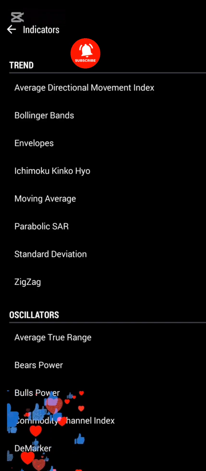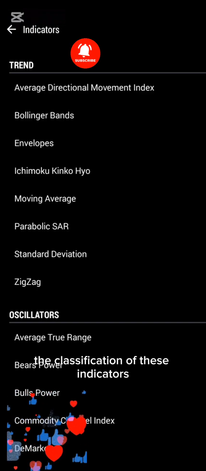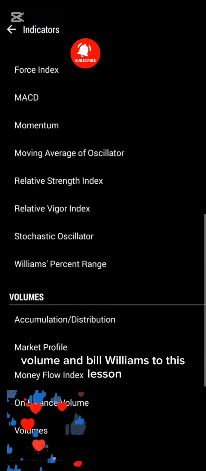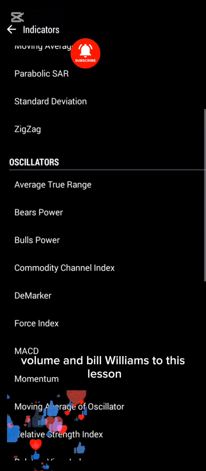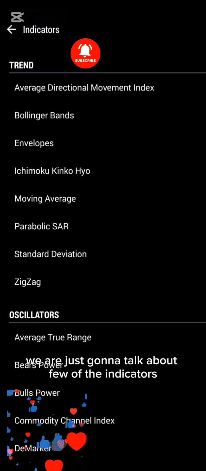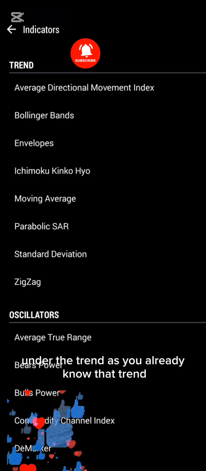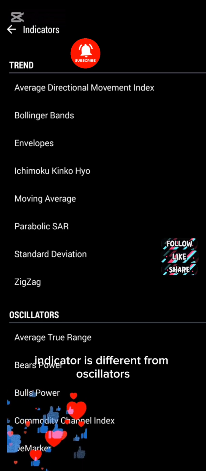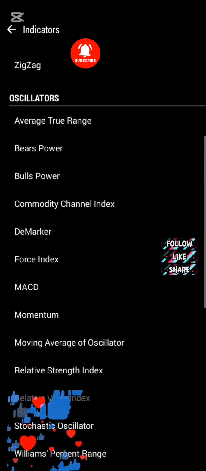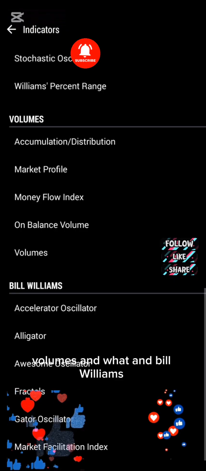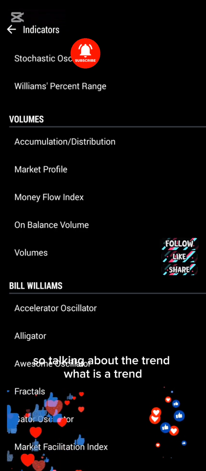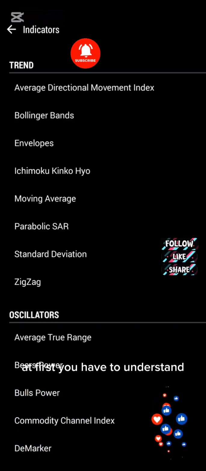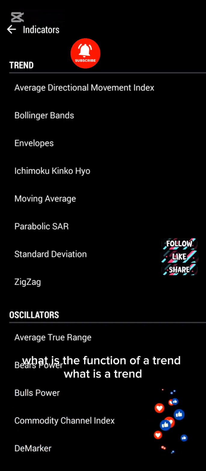After knowing the classification of these indicators, which we already talked about: trend, oscillators, volume, and Bill Williams, in this lesson we are just going to talk about a few of the indicators under the trend. As we already know, trend indicators are different from oscillators, volumes, and Bill Williams. So talking about the trend, what is a trend? But before we use the indicator, at first you have to understand the function of a trend.